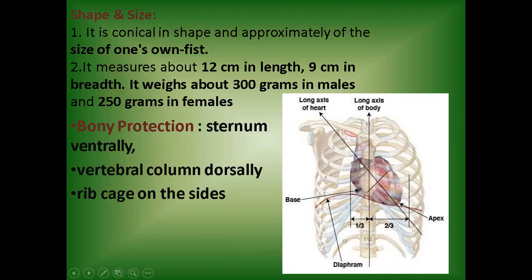And it is protected by the thoracic chamber, that is the rib bones. Inside the body, there is a rib cage. By that rib bone, heart is protected. And the weight of the heart in male is 300 gram. And in female, it is 250 gram. In female, the heart weight is less, 250 gram only. And in male body, the heart is 300 gram.